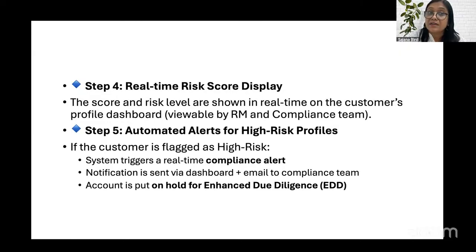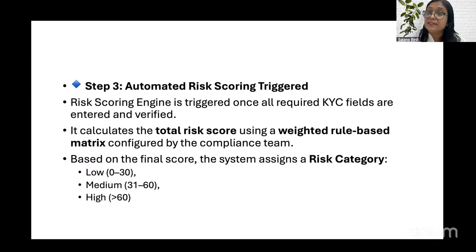Step 4, a real-time risk score display. So if you go back to step 3, you see that this digitization automation has completely removed the manual process where they were just giving a risk score to a customer based on their gut feeling. This is actually based on the data that has been entered in the core banking system. The rule-based engine is giving a score based on a logic, not a random score. So the manual process used to be just a random allocation of a score based on certain assumptions.